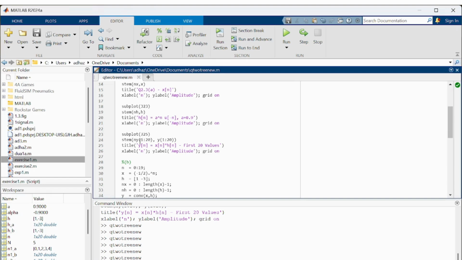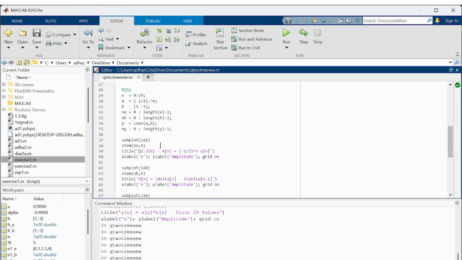For part B, we start by defining n equal to 0 to 19. Sn is computed as negative 1/2 raised to the power of n. This gives us the decaying alternating sequence. Hn is defined as the vector 1, negative 3, which represents delta n minus 3 times delta n minus 1. The index for x is from 0 to length of x minus 1, and the index for h is from 0 to length of h minus 1. We then compute using y equals conv(s, h).